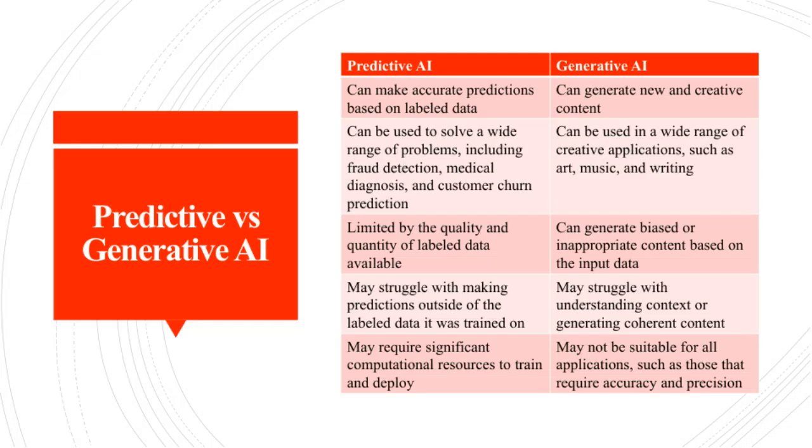Now, let's take a closer look at the differences between predictive AI and generative AI. Predictive AI is all about making accurate predictions based on labeled data. It can help us solve many problems like detecting fraud, diagnosing medical conditions, or predicting customer churn. Its strength lies in analyzing past data to forecast future outcomes.